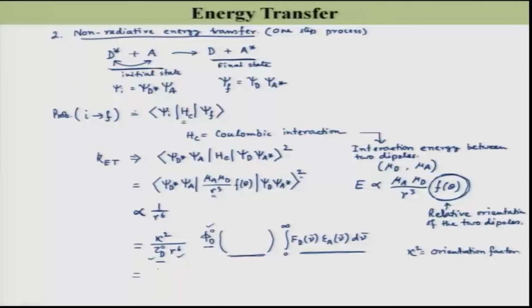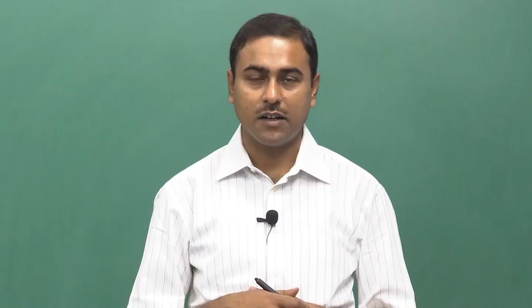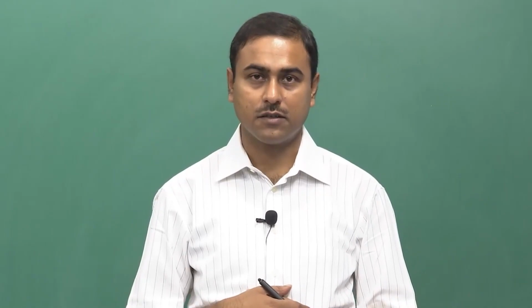So, I can convert this equation as κ squared, and obviously R is not a constant, because the distance between the donor and acceptor can vary, by r to the power 6. I deliberately also take this τ_D0 over here, and the rest of the things are constant. Okay, let me stop here and we will continue our discussion next day.